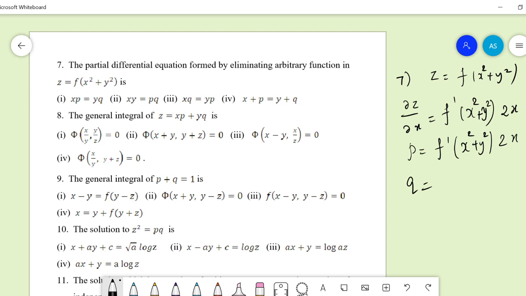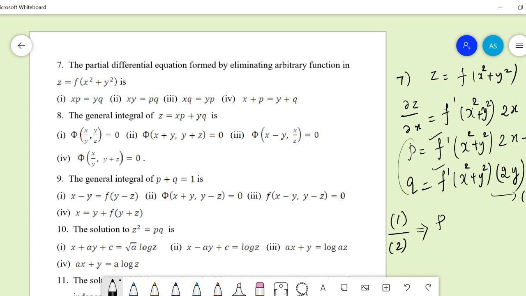Similarly q: when you differentiate z with respect to y, dou z by dou y is q. It is f dash of x square plus y square, and now we are differentiating with respect to y. When differentiating with respect to y, x square is constant, and y square gives 2y. Now we have to eliminate the f dash term. If you consider this as 1 and this as 2, how can we eliminate f dash? Just divide 1 by 2.